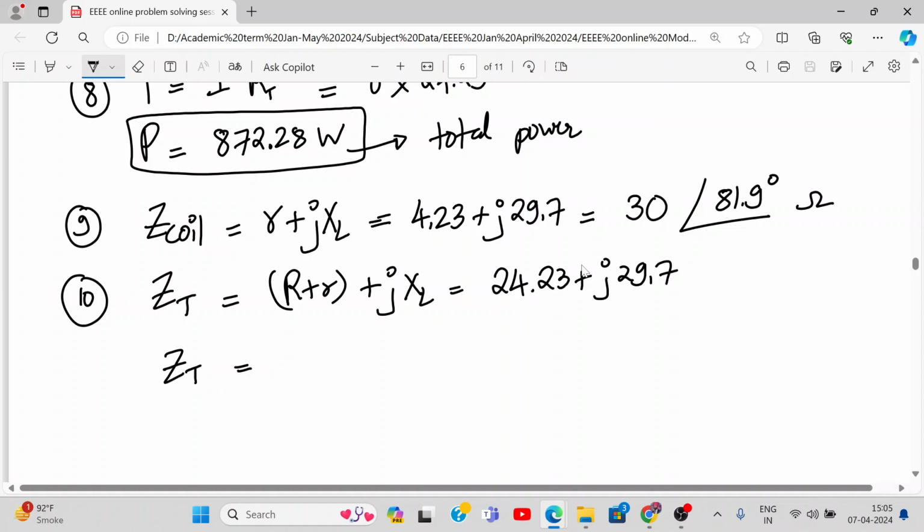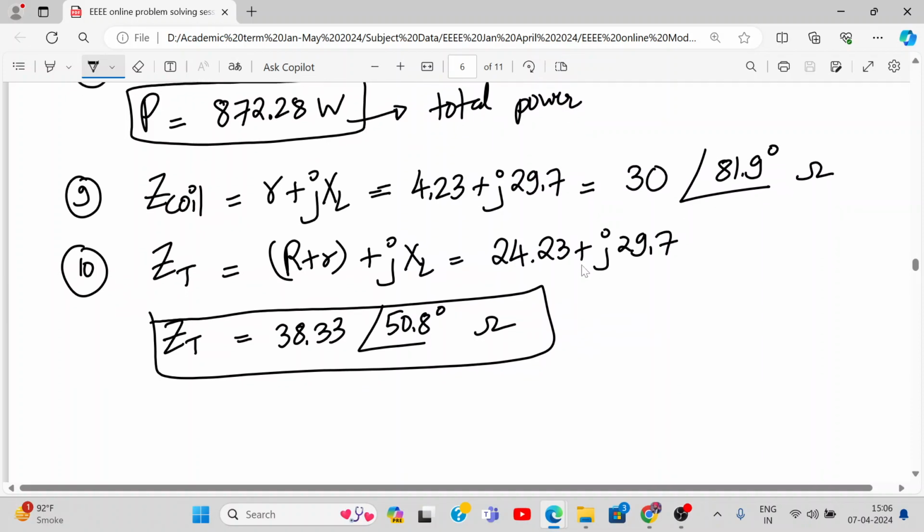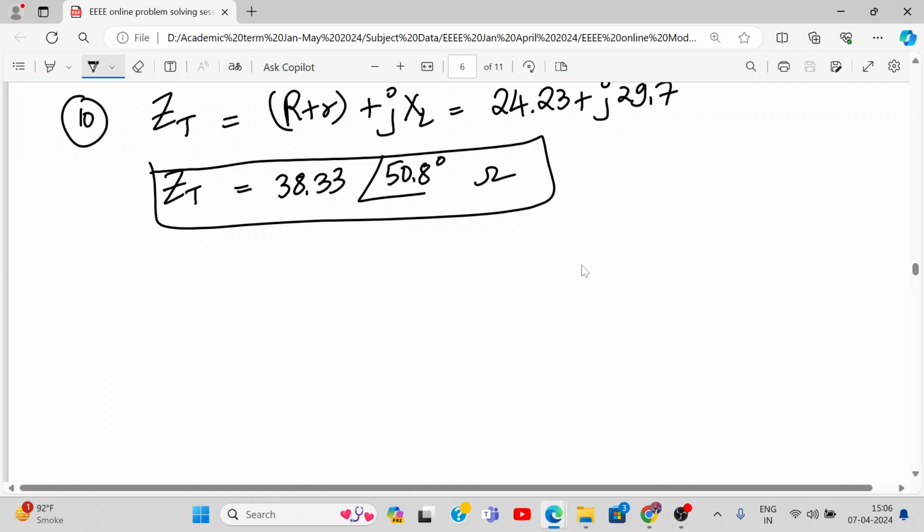33 and 50.8 ohms. Yeah. You know why I required this? To draw the phasor diagram. You remember you have a phasor diagram, right? RL का phasor diagram है ना तुम लोग को. So do you know how to draw the phasor diagram now? Yes.